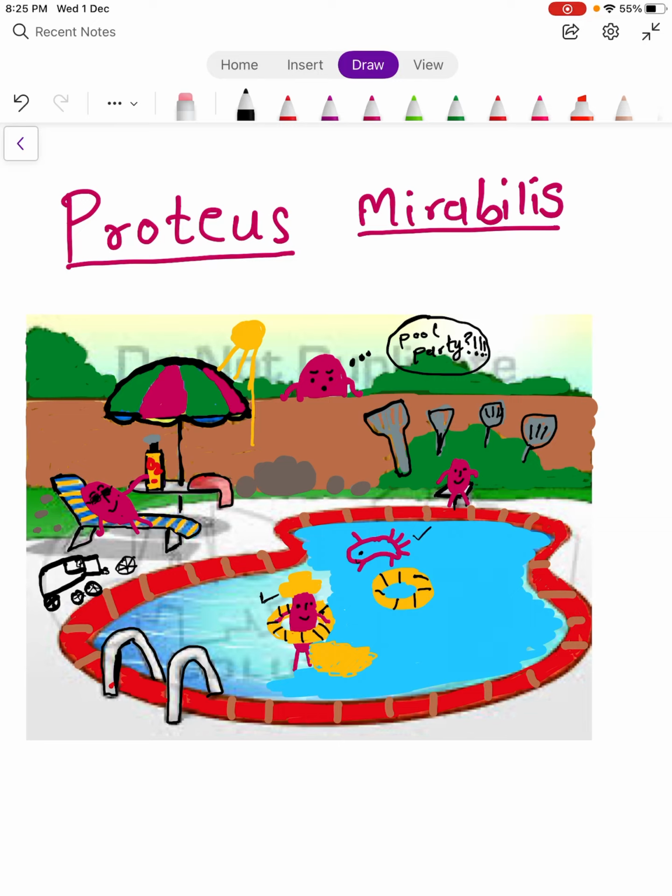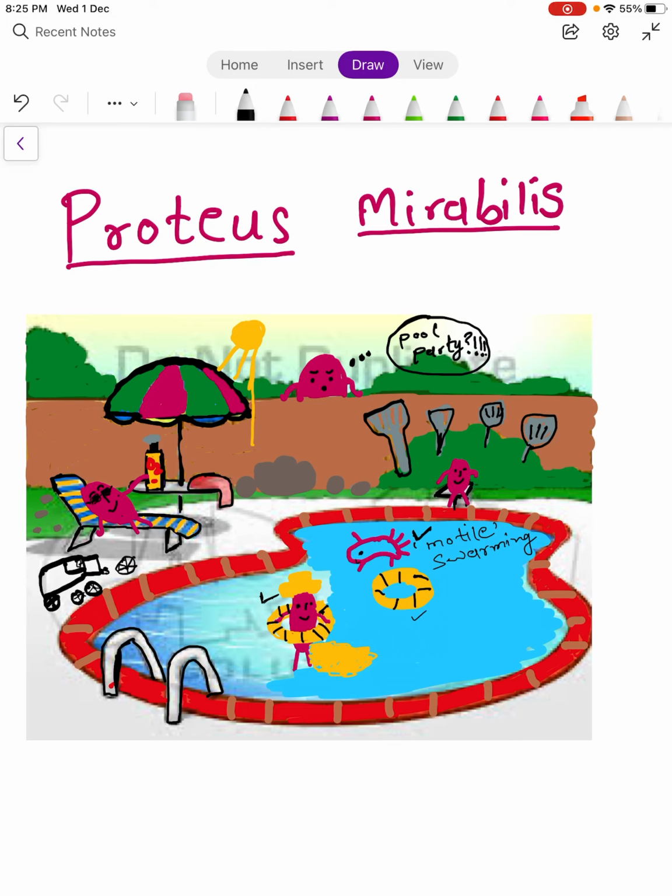Second, they are motile and they show swarming property on culture media. Because of the motility, there is a swarming that is seen on the culture media, which are represented here with this bacteria who is swimming. So swimming for swarming, and also motile. So this will help you to remember the motile property and swarming. Swimming for swarming.